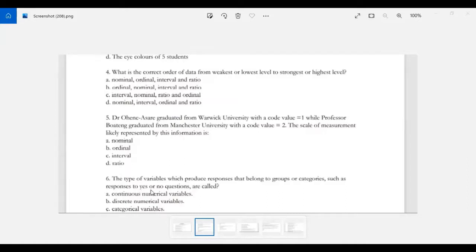no questions. In our last meeting, I told you that whenever you are asking questions or making inquiries, and the response given is in statements, or just English, not numbers, that one is qualitative, and qualitative is categorical. And if the response demands numbers, they are numerical. But this one, they are saying yes or no. Yes or no is a statement, it is English. So this one is categorical, right?